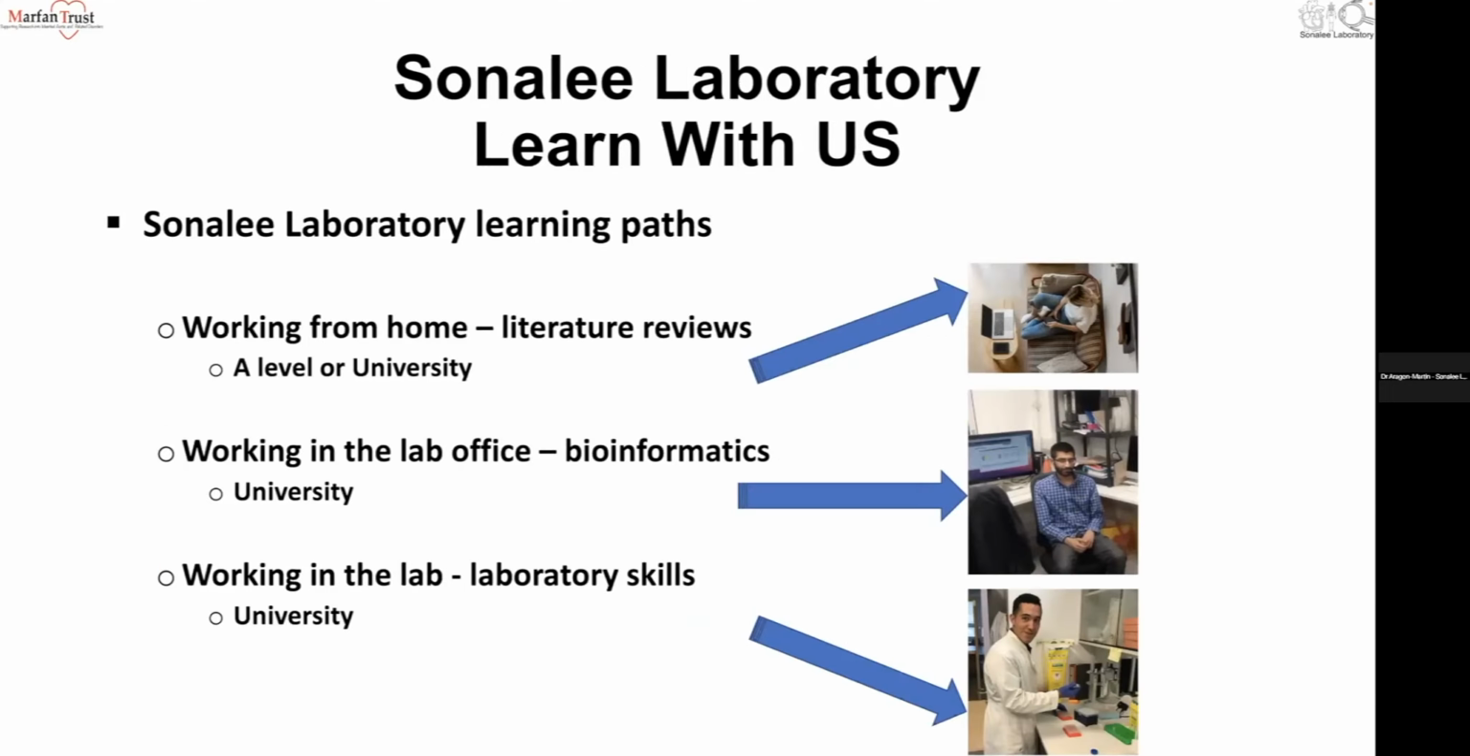Before I finish with my talk, I would like to say that we are always welcoming a volunteer hand. You can learn the skills that will shape your future career while helping us in the lab. If you are interested in a career in genetics, biology, or similar, we can help you to shape your laboratory skills. If you are going to work from home, we can accept A-levels or university students to help us with literature reviews and projects like genotype-phenotype correlations in Marfan syndrome. If you're going to learn bioinformatics or laboratory skills with us, we would prefer you to be at university level.